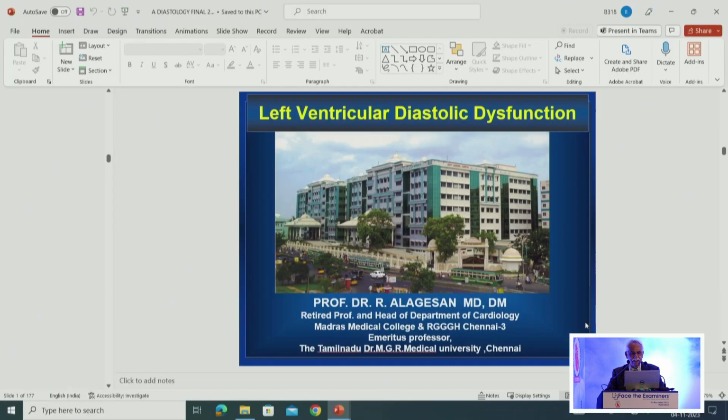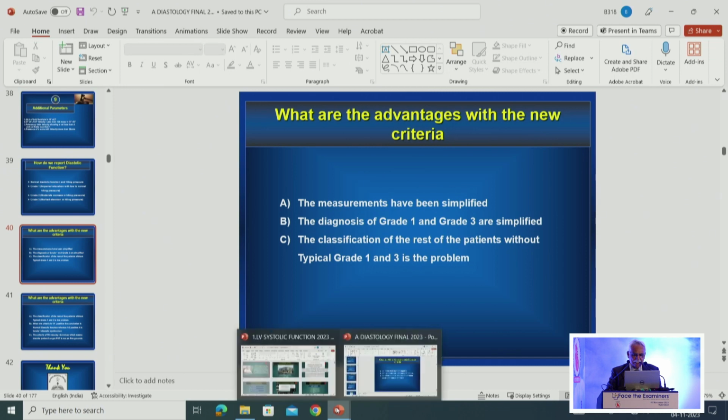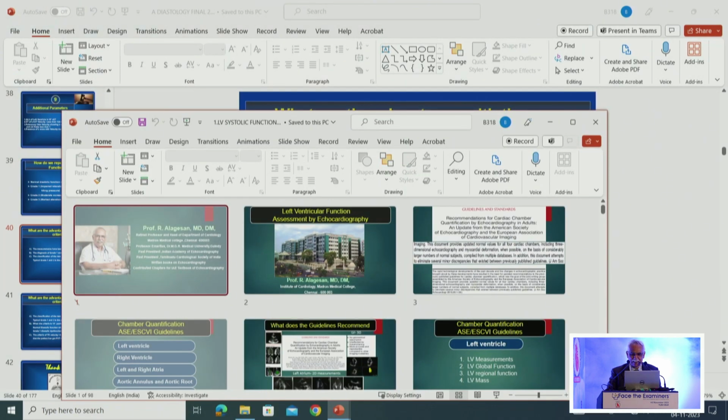Okay. Any doubts about the diastolic function, you can ask me. We'll go to the systolic function. Systolic function is a little easier for you to understand.